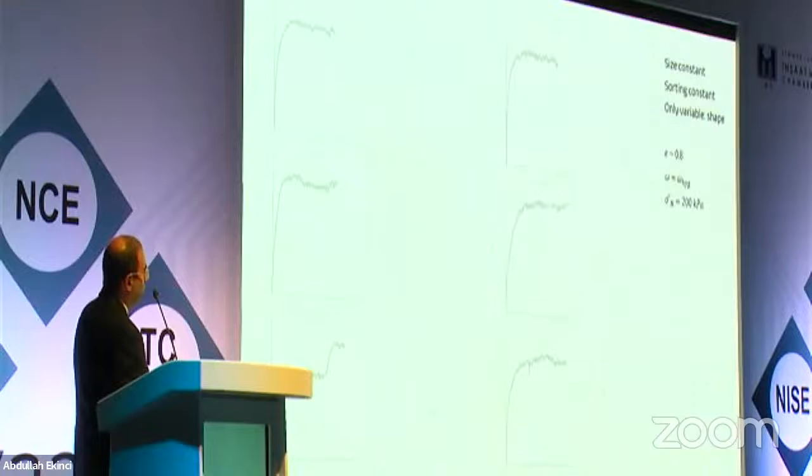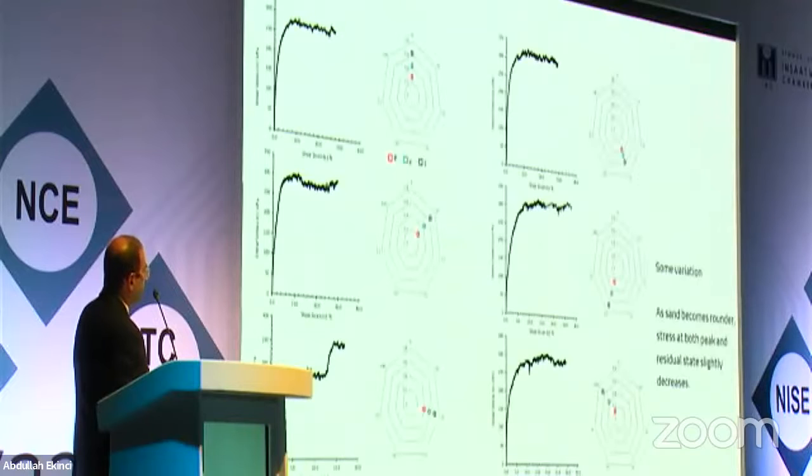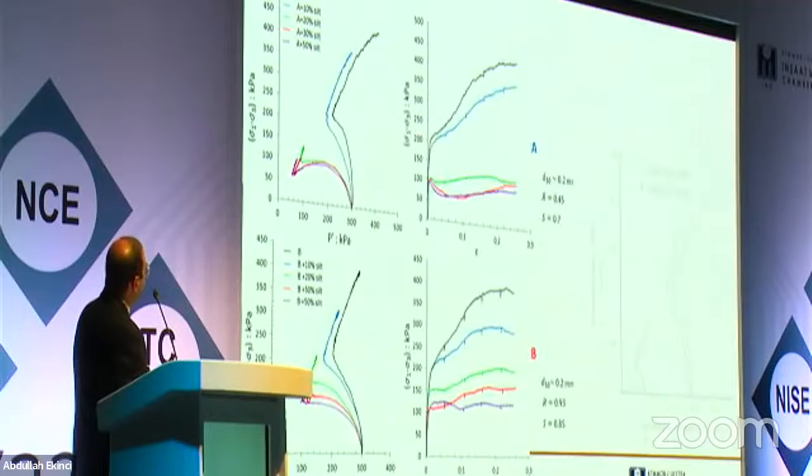Again, compressed to a high void ratio of 0.8, fairly dry, 200 kPa on top, and you can see that the rounder the sand gets, the more you lose the peak and residual strength. Pretty much similar results to what we saw in the Seaview case.